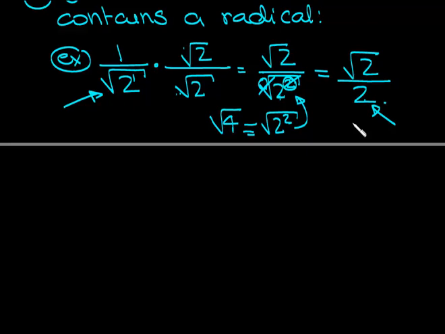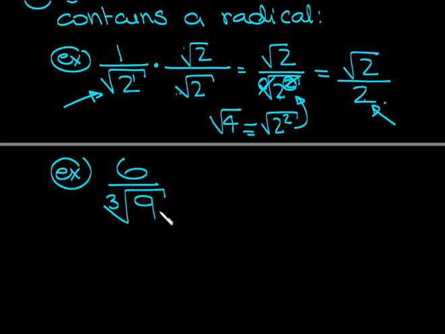Okay, let's take a look at another example. Let's say that I have 6 over cube root of 9. Now if I had a square root of 9 on the bottom, I would be done, because square root of 9 is 3, and then I have 6 on the top, 3 on the bottom, that reduces to 2. But in this case I have a cube root. So what do I want to do? Well, somehow I want to multiply by something, so eventually I end up with what? Cube root of something.